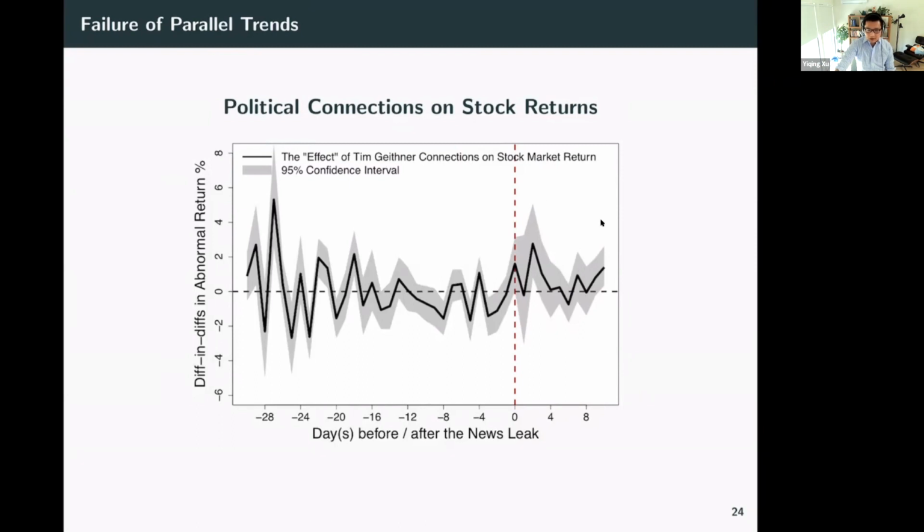10 days into the treatment, the effect is positive. They look at cumulative return, and cumulative return is positive. But if you look at the pre-trends, I want to use this example to show that pre-trend may not be a monotonic trend. It can be some factors that are systematically different between the treatment and control groups.